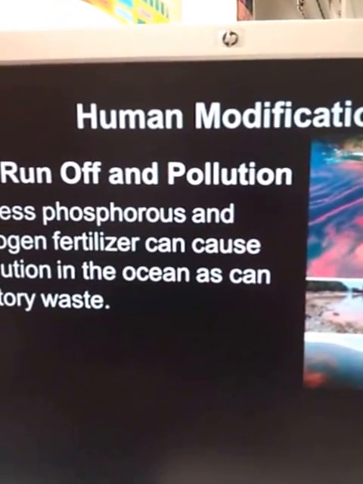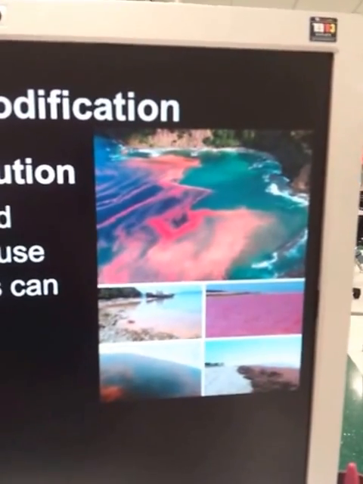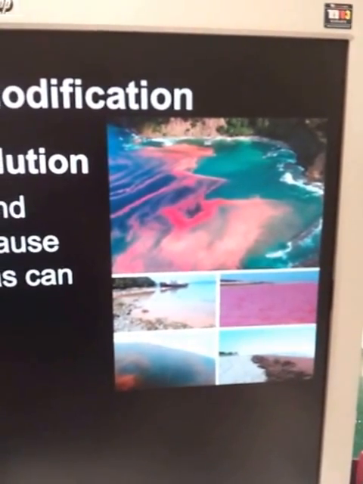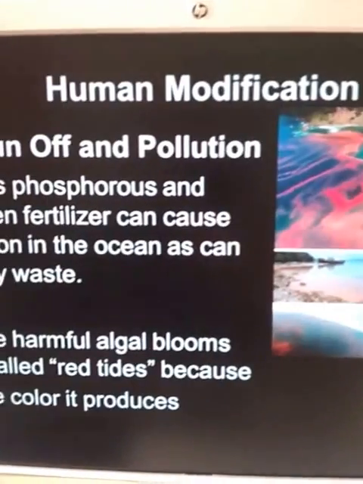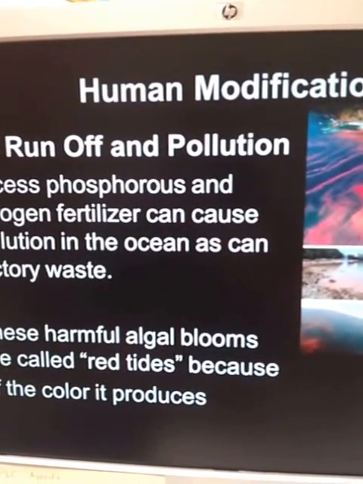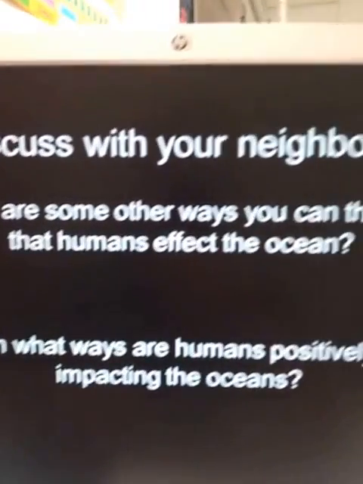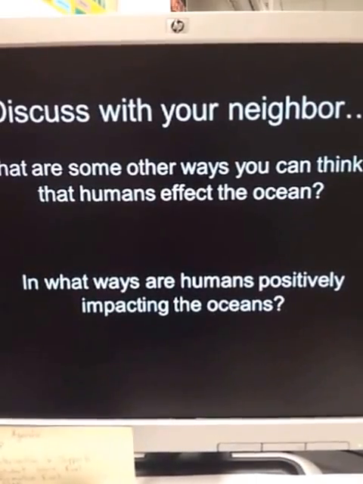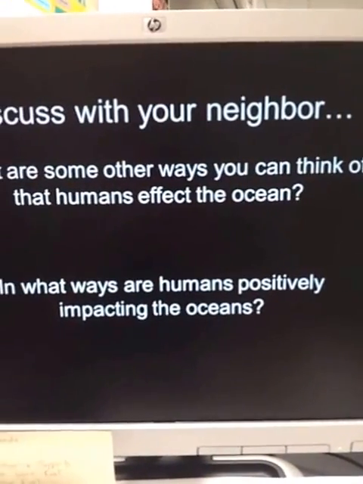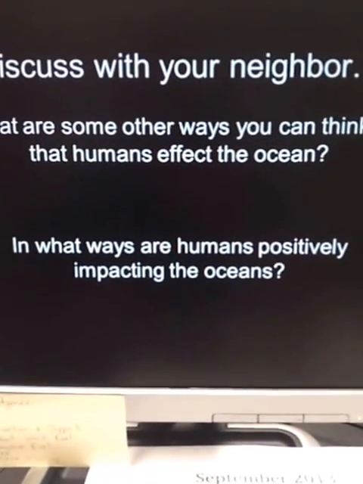Fertilizer is one that a lot of people don't think of. When we have farmland and it rains, that runoff can reach the ocean and cause damage to the ecosystem there as well. So another harmful thing would be called algal blooms or red tides because of the color that pollution and runoff does produce. So I want you to think about it. In what ways, other than what we've discussed, are humans affecting the ocean, and in what ways are humans benefiting the ocean?